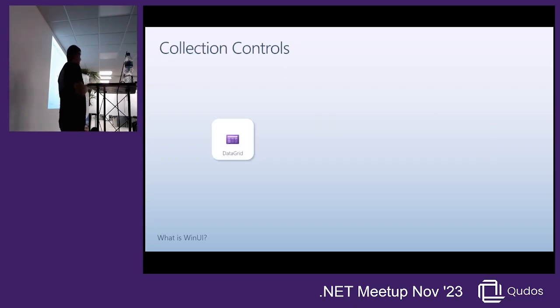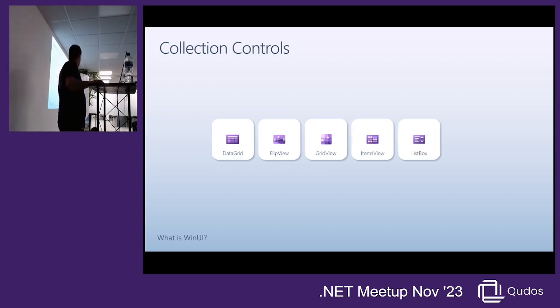Collections, you can show things in a grid, it's like a table basically. You got a flip view, just like a carousel. You got your grid view for grid layouts, items view for items, list boxes, you get the idea. And a tree view control, which was missing from UWP. So Windows App SDK has some nice control support.